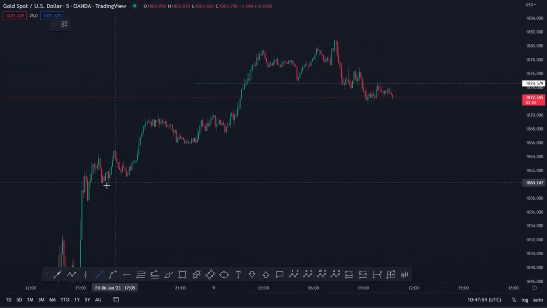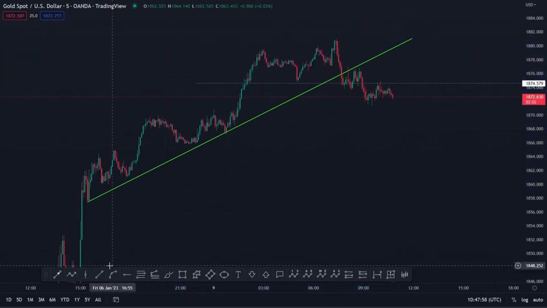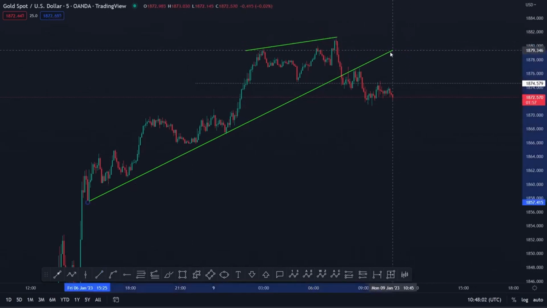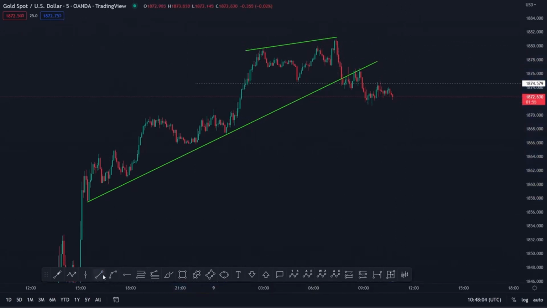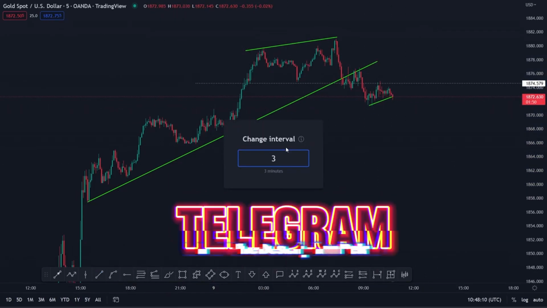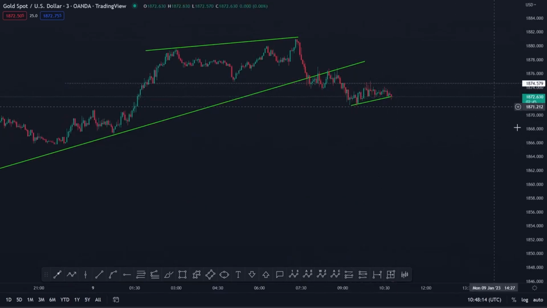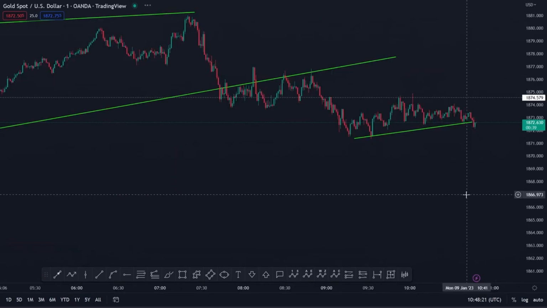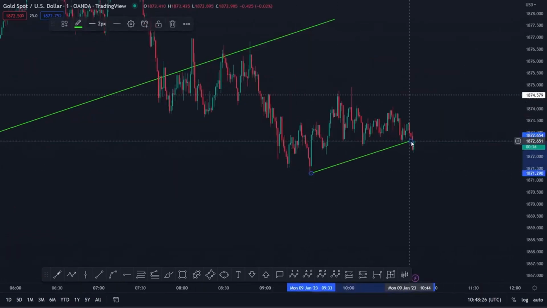So it will be something like this. You will say you have an ending diagonal or something, yeah, like that one, and then you have a correction here, and we can see everything is not clear. Let's move on to the 30 minutes. The market touched here. We still have a correction. Let me try the 1 minute. Yeah, on the 1 minute is kind of clean.